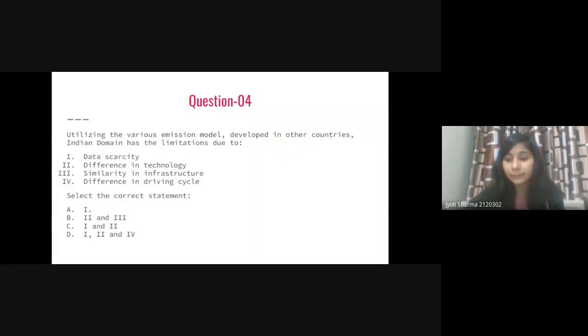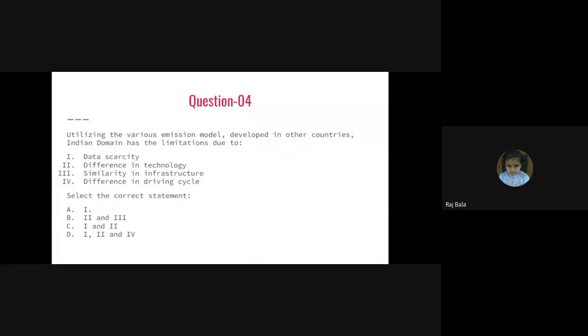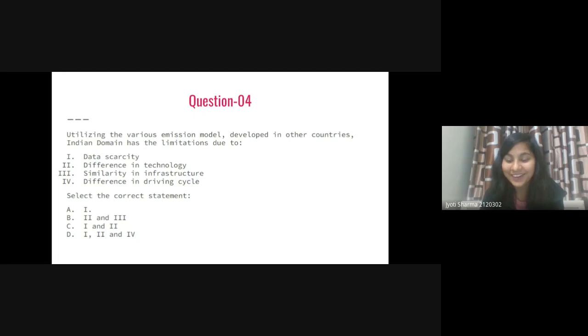Yes, Rajbala. Madam, if data will not be available, then why are we studying these models? We are studying these models because by studying them, some of the scientists may request our government to give them the fund, so that we can also collect that data. And if the government provides the fund to the scientists, then obviously we will have data.